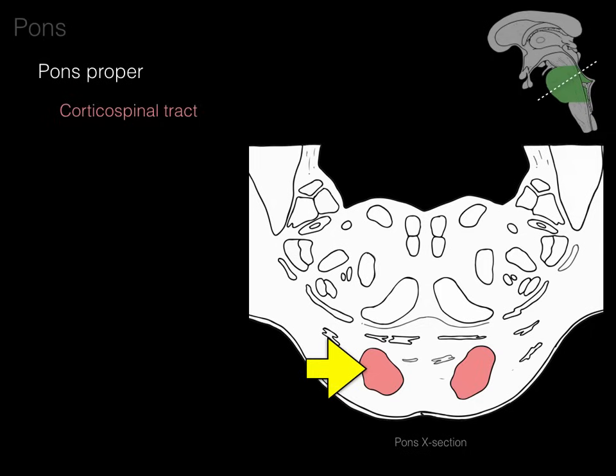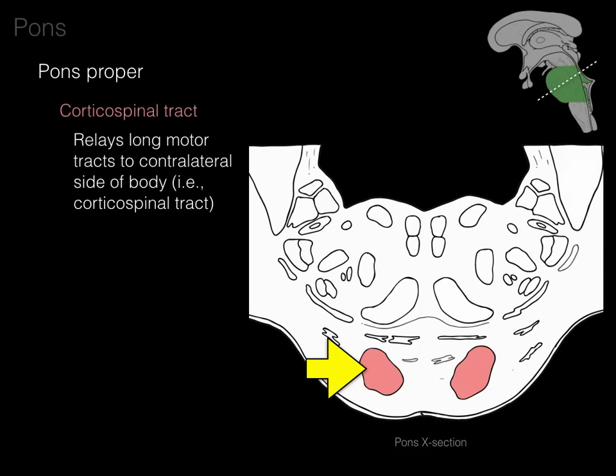In the middle of this pons proper, in pink, is a structure called the corticospinal tract. There it is there. And so you're saying that term sounds familiar. We're going to hit this structure at all levels of the brainstem. And the corticospinal tract, as we talked about before, relays long tracts to the contralateral side of the body.